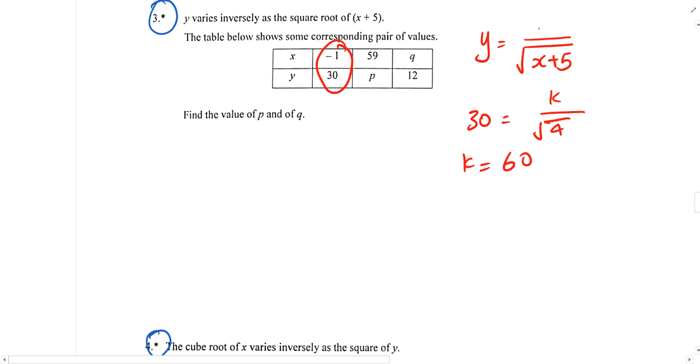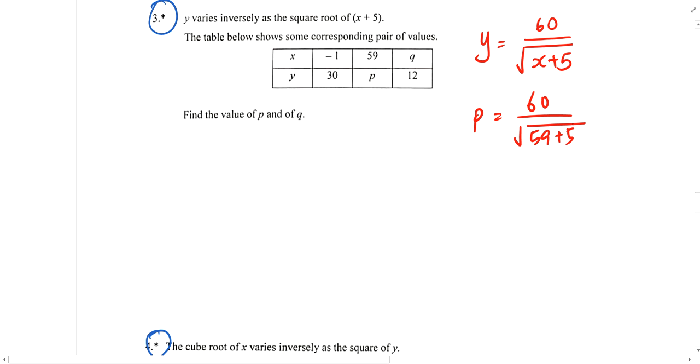So substitute that into our equation. Now we have 60 over square root of x plus 5. To find P, 60 over square root of 59 plus 5. So 60 over square root of 64. So 60 over 8 and you get the answer, which is 7.5.